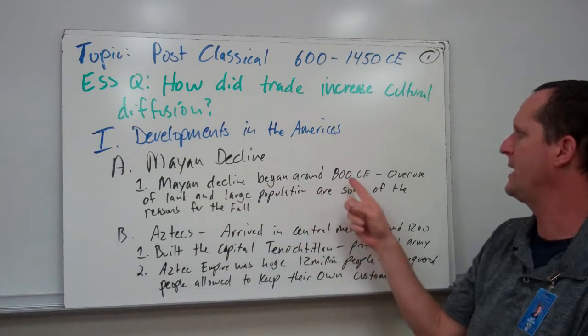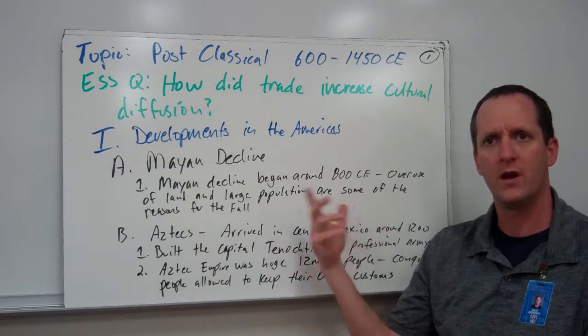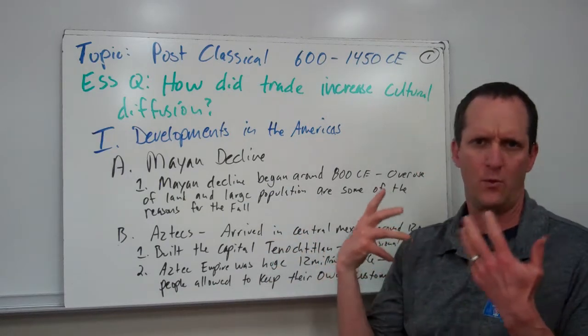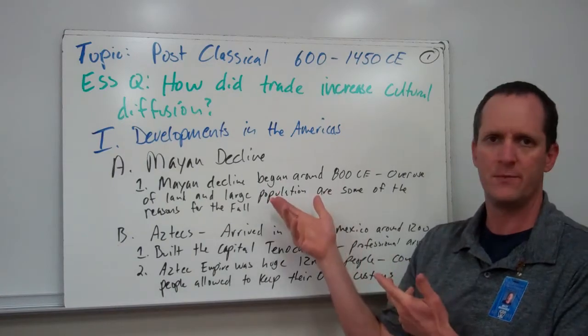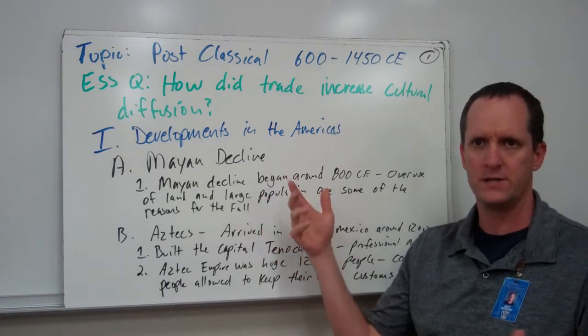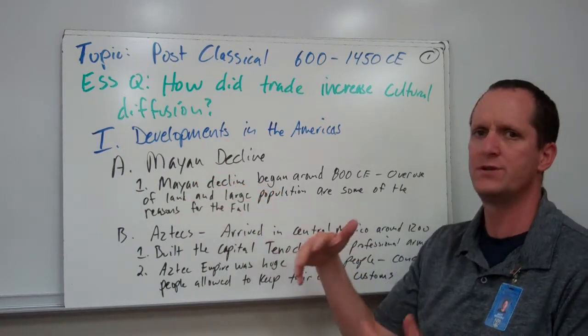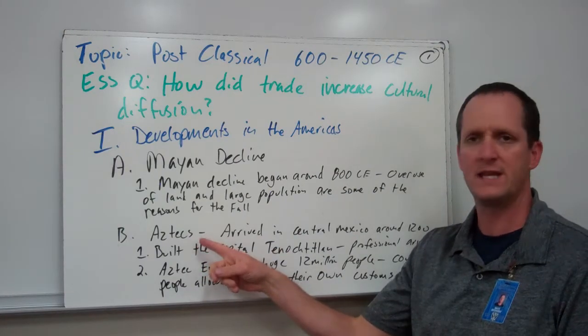The Mayan decline began around 800 CE. Overuse of land and very large populations are some of the reasons for the fall. They're not 100% sure why the Mayans fell, but these are some of the explanations that the top scientists have come up with. After the Mayans declined, there were two other great empires in the Americas that began to rise. That's the Aztecs and the Incas.